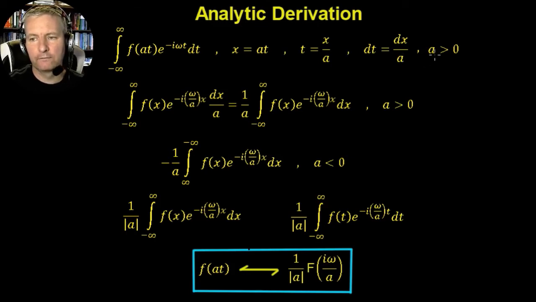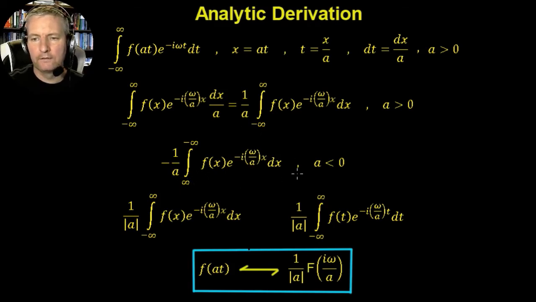Now if we look initially at values of a greater than 0 and we substitute these in, then we can say our value of at becomes a value of x. We can see that dt becomes dx upon a, and we can see the value of t is going to become x upon a. So we get this line here. Now we'll take out the value of 1 upon a and we're left with this here, and that's for a greater than 0. Now we can do the same thing for values of a less than 0 and we'll get this function here.